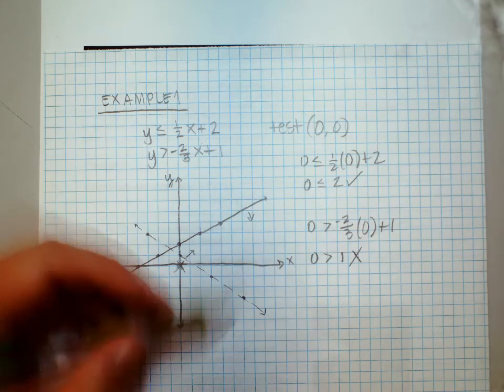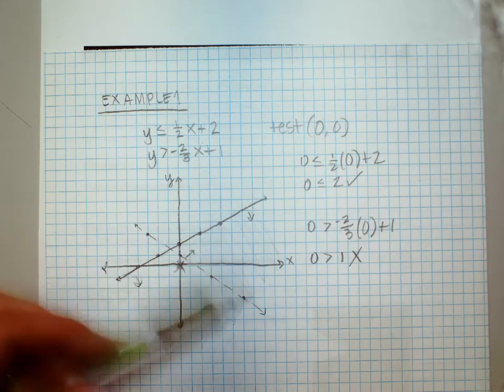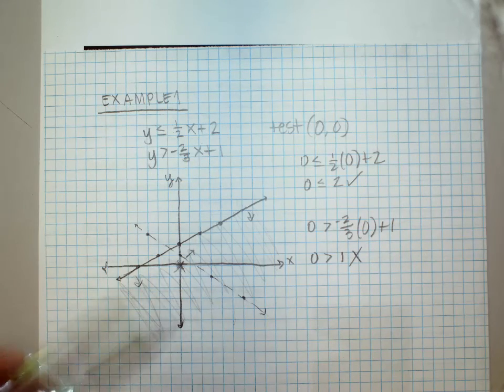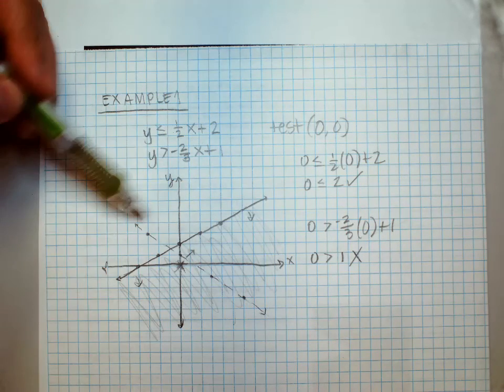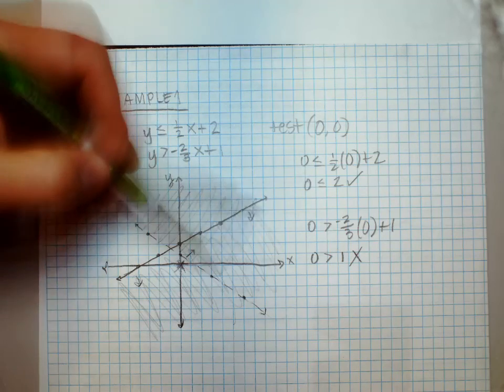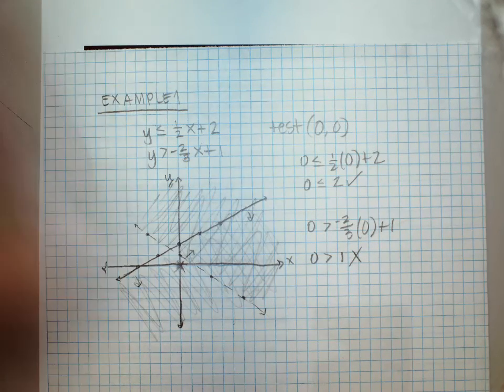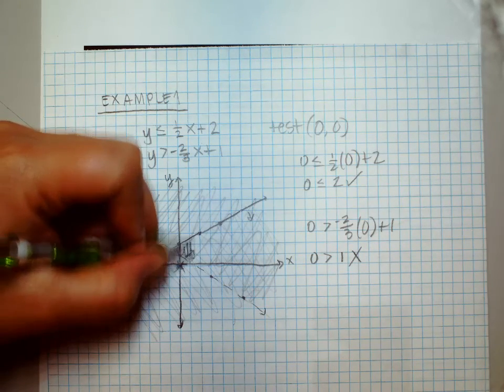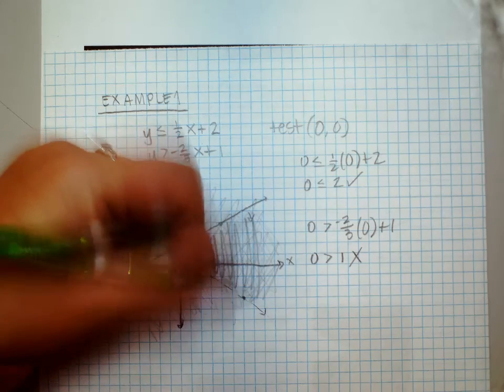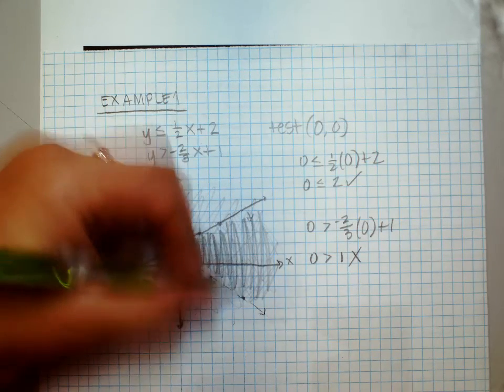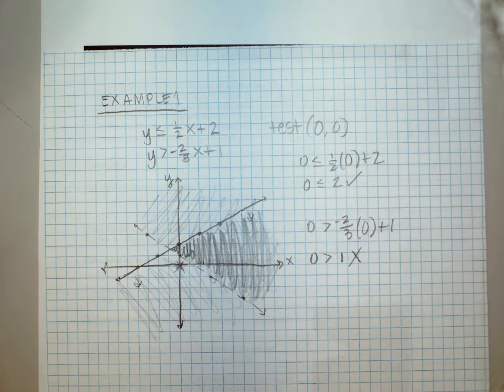So if you were to shade the entire sides of where we tested, we want to be looking for where it's double shaded. Where it's double shaded is our solutions to both inequalities. So this double shaded region answers both inequalities.